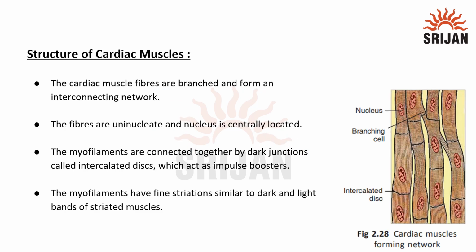Here we have the structure of cardiac muscle. We can see that these muscles are branched. In the image we can observe the branching over here. These muscles are branched and form an interconnecting network, and we can see the fibers have only one nucleus. Hence we can say that they are uninucleate, and the nucleus is located at the center.